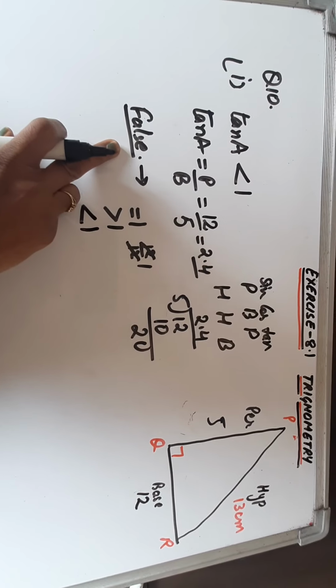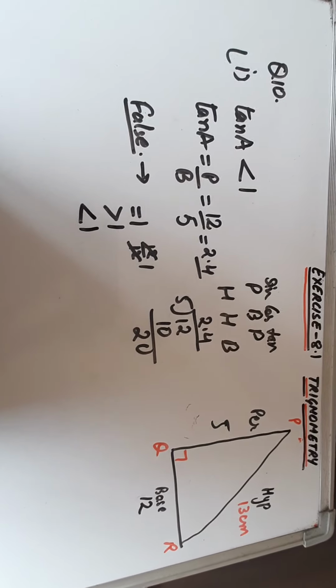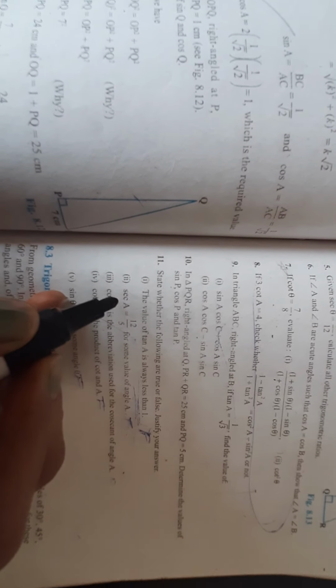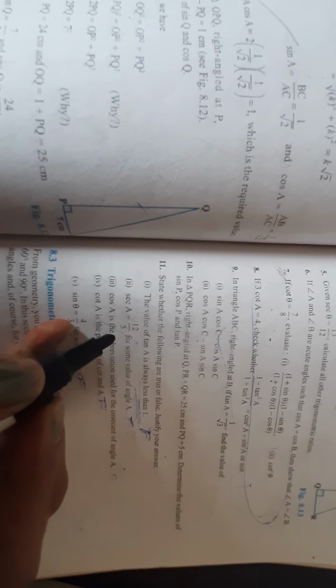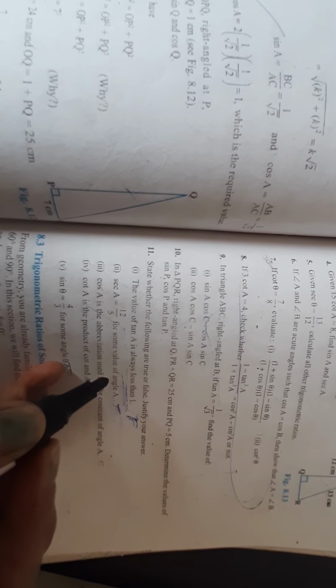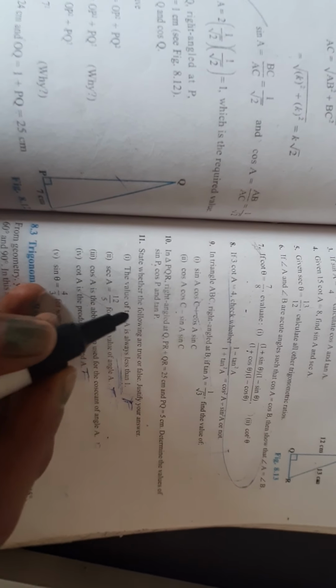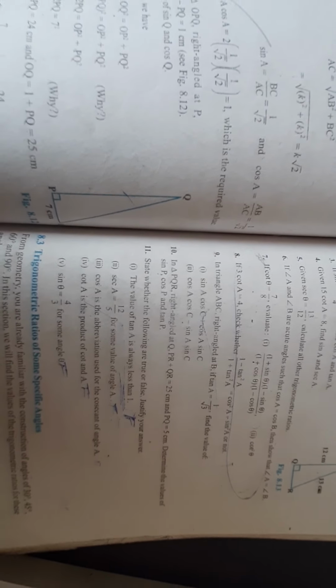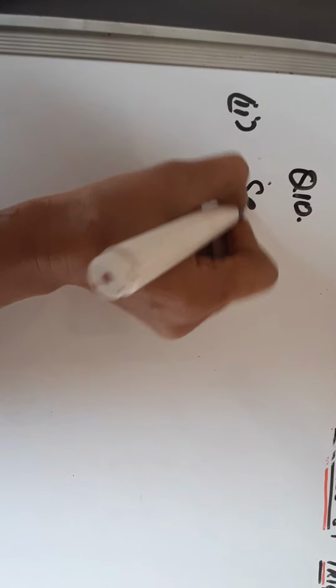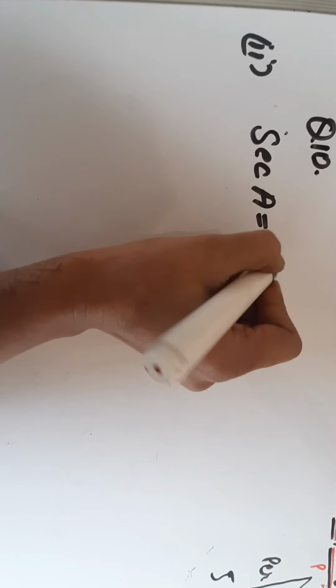So that's why the answer to first part is false. Now let us see the second part. Now in second part they are saying that secant A is equal to 12 by 5 for some value of angle A. क्या ऐसा possible है कि secant A की value 12 by 5 हो? So let us check. So they are saying that secant A is 12 by 5.